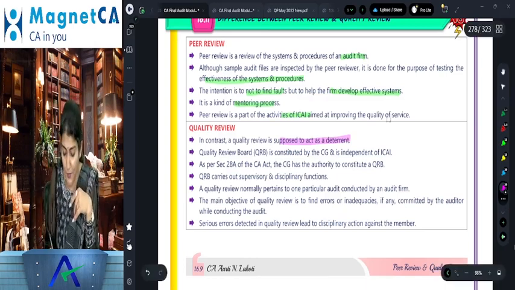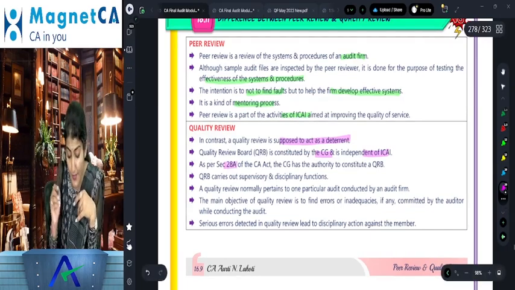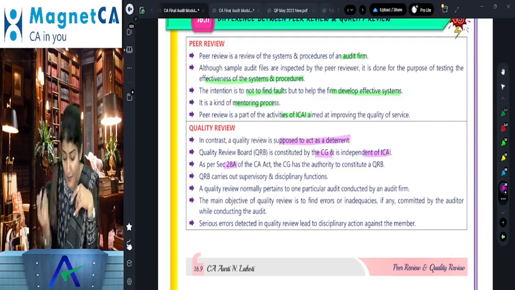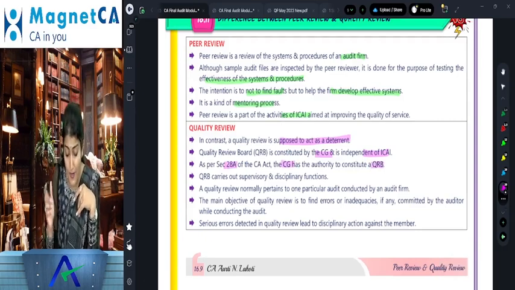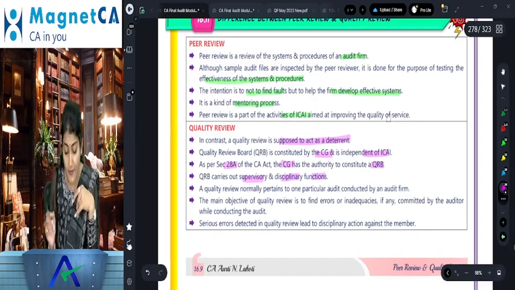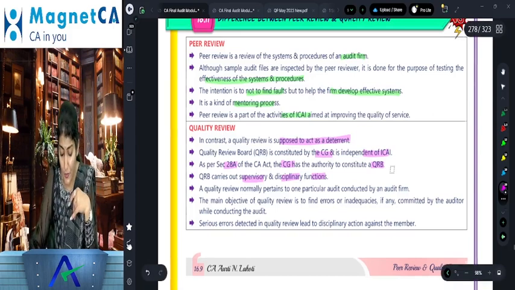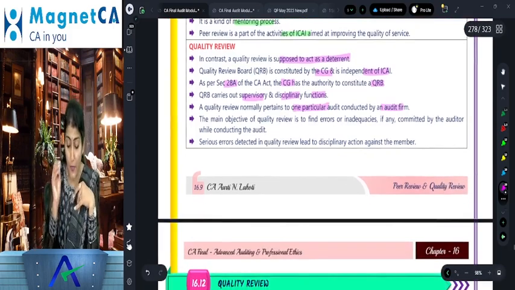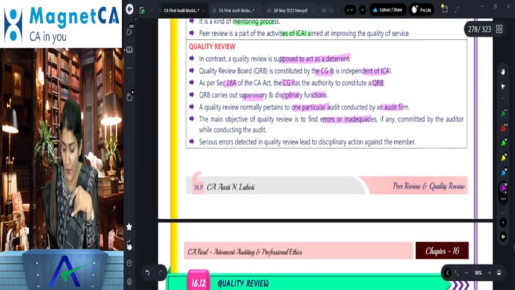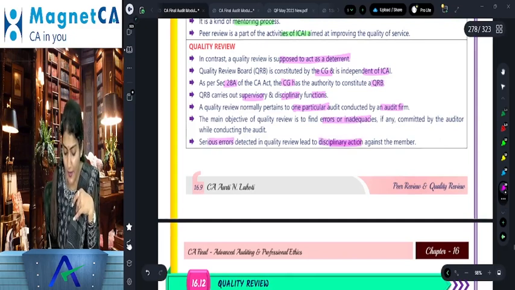It is constituted by the central government and it is independent of the ICAI. Under section 28A of the CA Act, the central government has the authority to constitute the QRB. QRB carries out the supervisory and the disciplinary action. A quality review normally pertains to one particular audit conducted by an audit firm. And the main objective of quality review is to find out the errors or the inadequacies, and serious errors may also lead to the disciplinary action.